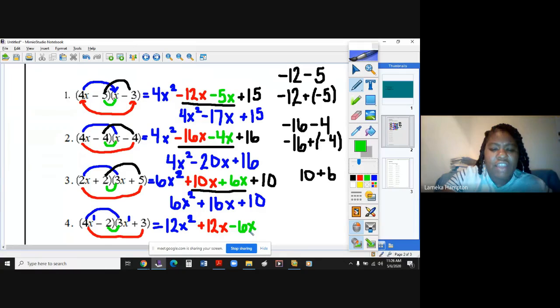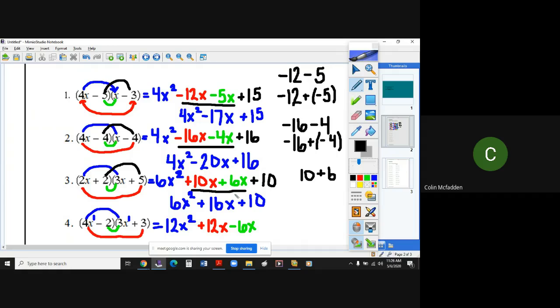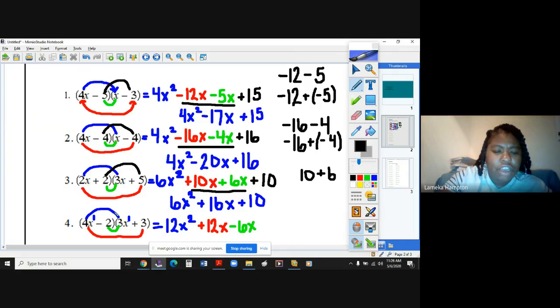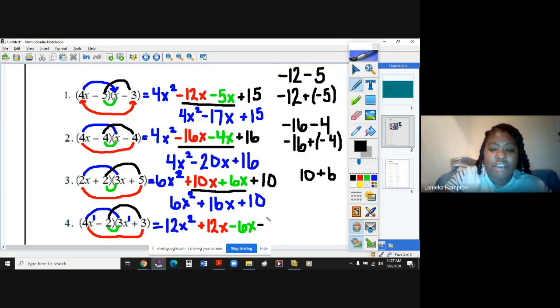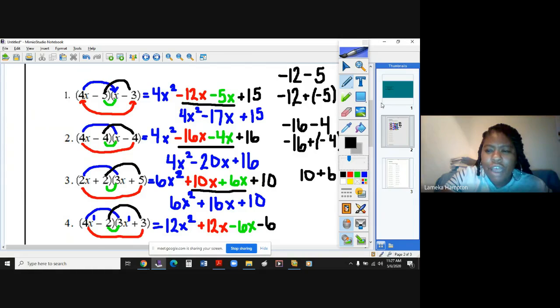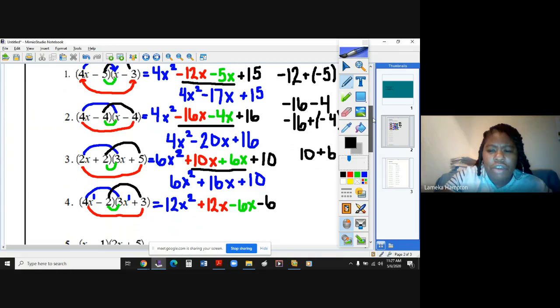All right. And then last but not least, I'm going to change it in black. What are my last two terms that I'm multiplying? The negative 2 and the 3. Yep, negative 2 times the 3, and that gives me a what? Negative 6. All right. Let me move this. Just going to make a little room here.